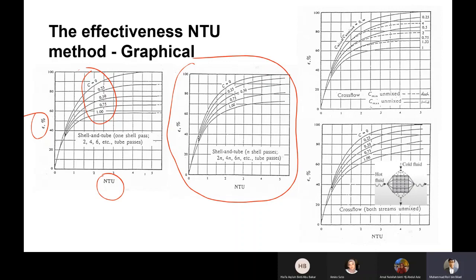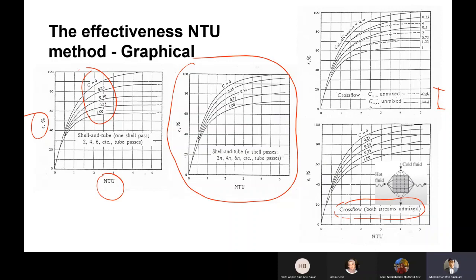For the cross flow heat exchanger, you have one here with C min, C max unmixed, and at the bottom here we have both streams unmixed for cross flow. So we use whichever graph is suitable for the problem.